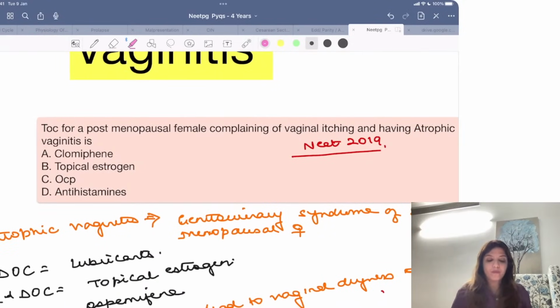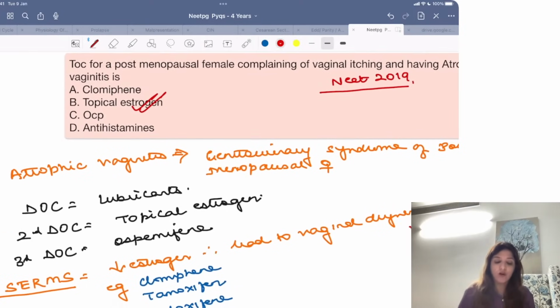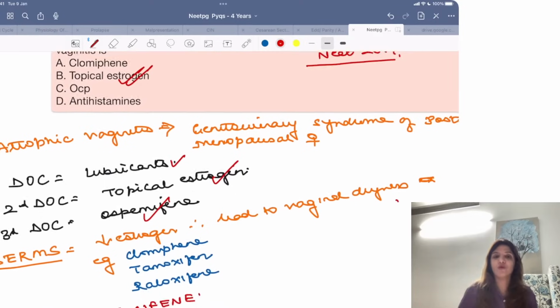Treatment of choice for postmenopausal female complaining of vaginal itching and having atrophic vaginitis. Now all of you know that for atrophic vaginitis, यहाँ पे जो options दिए हैं, I'm going to mark the answer as estrogen. Local estrogen or topical estrogen is the management for atrophic vaginitis. The drug of choice is lubricants. Second drug of choice is topical estrogen, and the third drug of choice is ospemifene. Right? Clear to all of you?